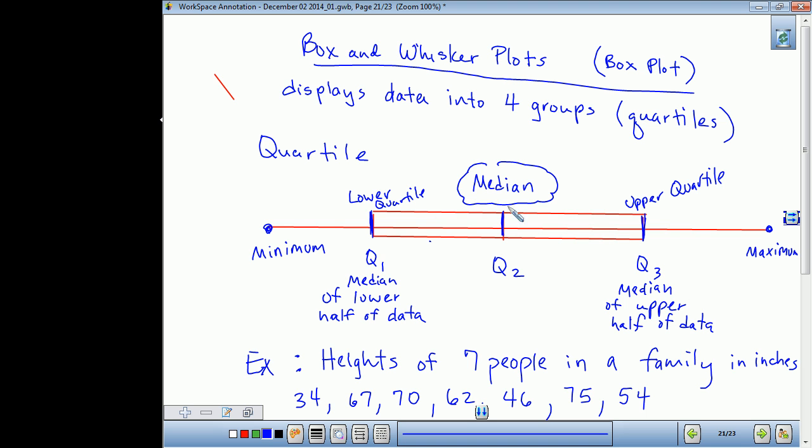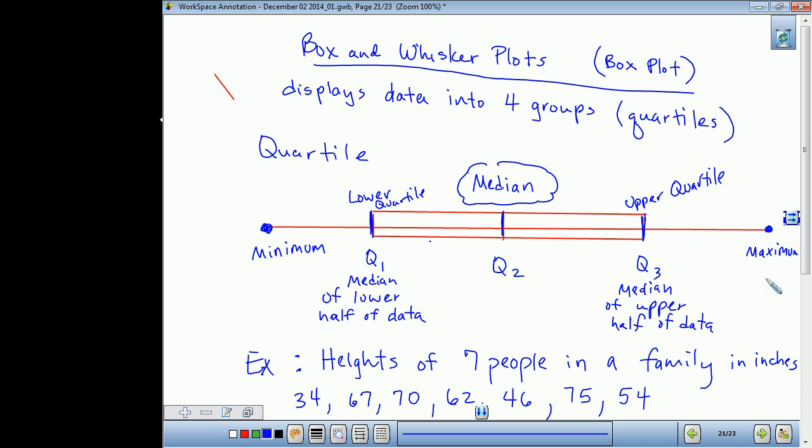Now, the median of the entire data set can sometimes be referred to symbolically as Q2, because that's the upper end of our second quartile. The lower quartile is bounded by Q1, which is the median of the lower half of the data. The upper quartile is bounded by Q3, which is just the median of the upper half of the data. Then the whisker part is down here and up here. This point represents the minimum value, and this point represents the maximum value. And that's how we create a box and whisker plot.